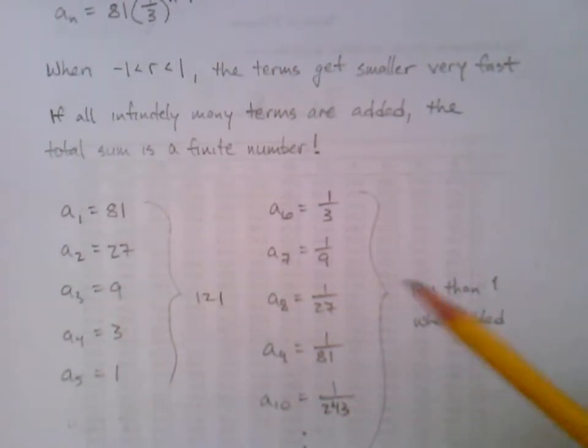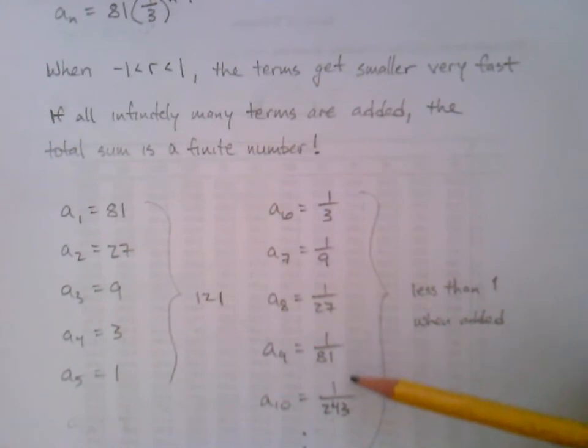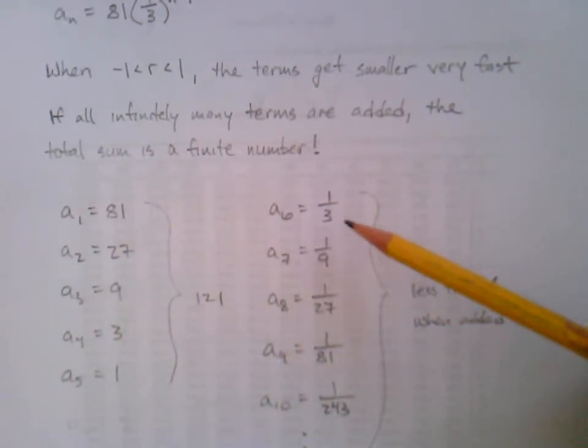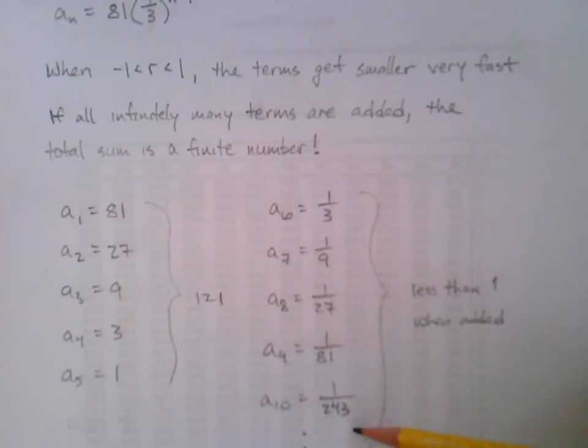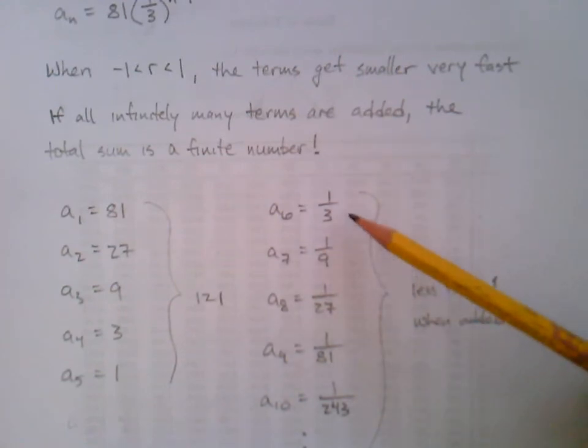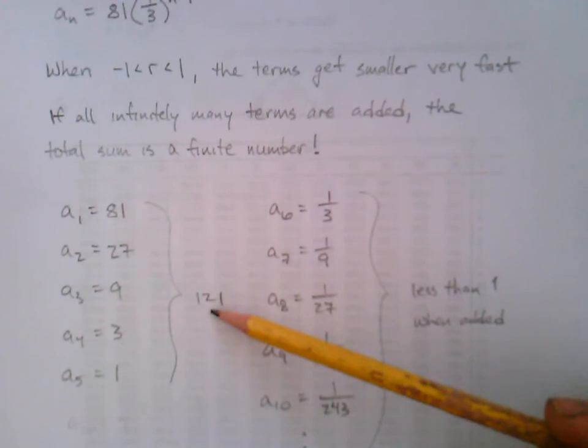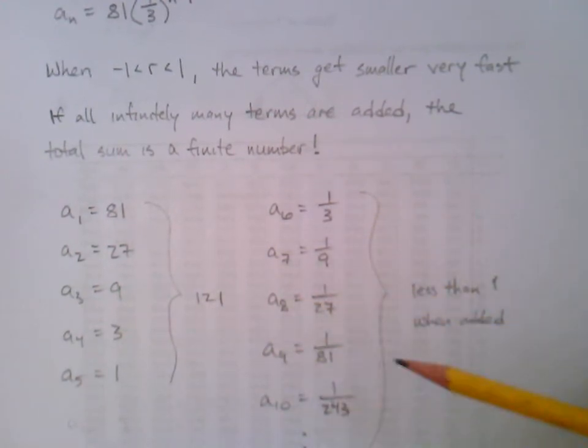Okay. These are getting small really, really fast. If you add these 5 terms together, it's not even 1. Less than 1 when you add all of those together. Actually, it's not even 0.5. I put less than 1 just to make it easy, but it's not even a half when you add all those. We added these first 5, and we were already up to 121. But the next 5, you don't even get one more.